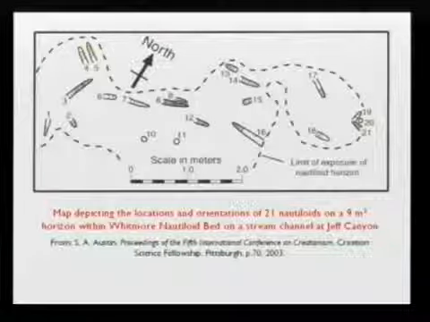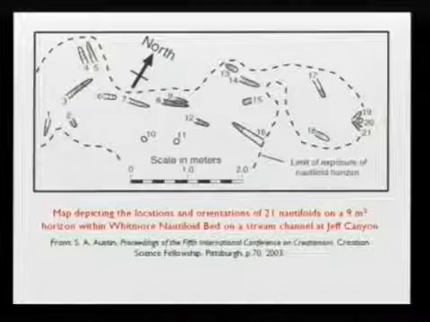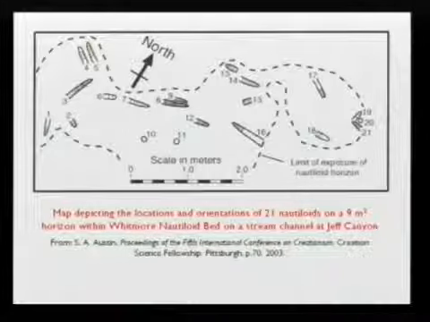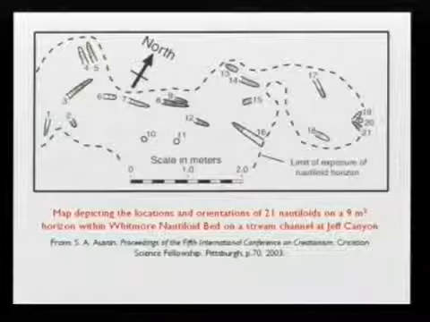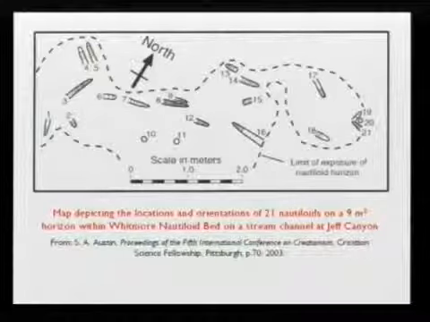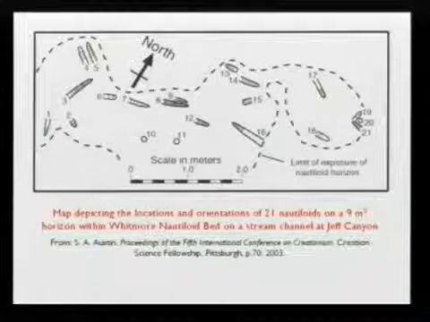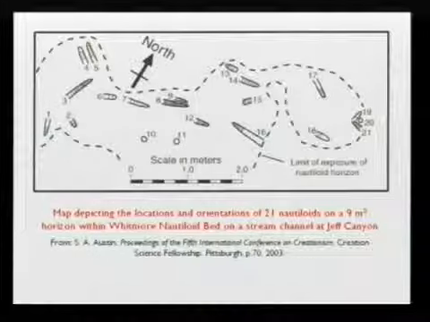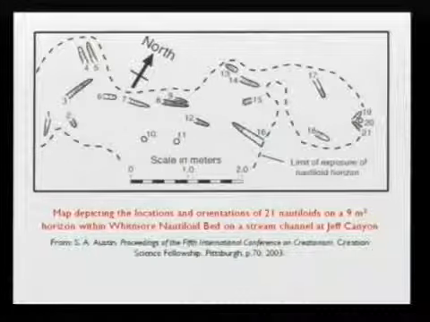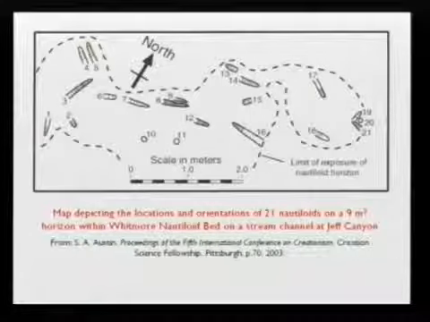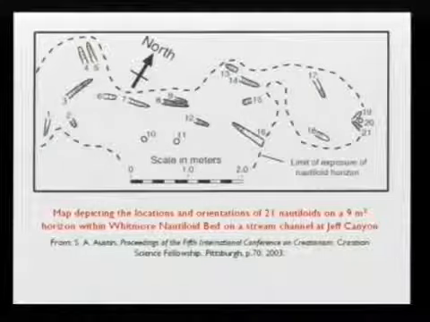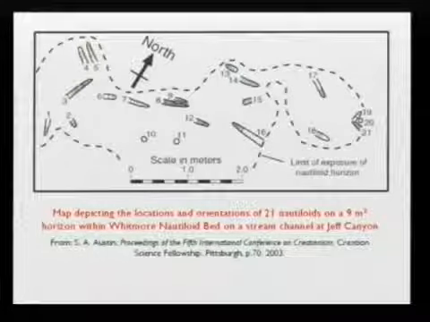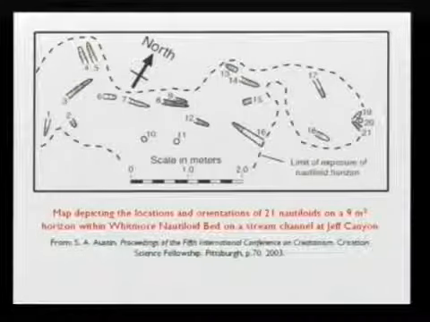Now, since then, Steve Austin has done a great deal of work in order to record and to document his findings. This map is one that he has published in a paper which depicts the locations and orientations of 21 nautiloids in one location. They're on a 9 square metre horizon on a stream channel at a place called Jeff Canyon. And Steve says that the abundance and the orientation of the nautiloids at this locality is pretty typical.